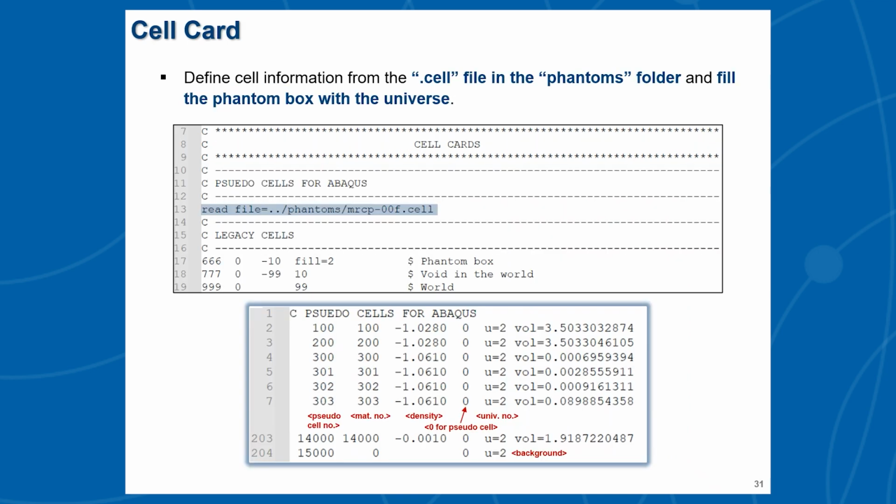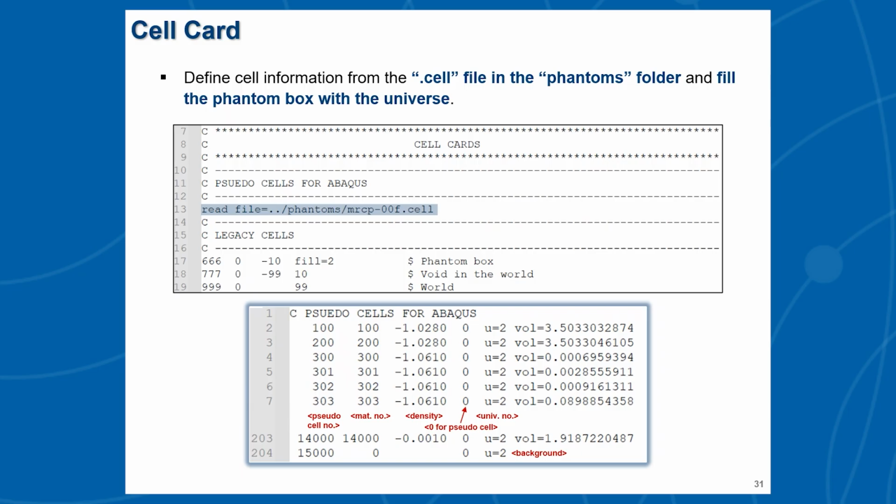In the cell card, the geometries are constructed. The cell information is in the cell file in the phantoms folder. The first column is the cell number, which is followed by the material number and density. Then, you need to specify 0 right after the density to classify that these cells are the pseudo cells, which means that these are the universe belonging to the phantoms. After the pseudo cell notation, you can add the universe to define the organs. In this example, the universe was set to 2.